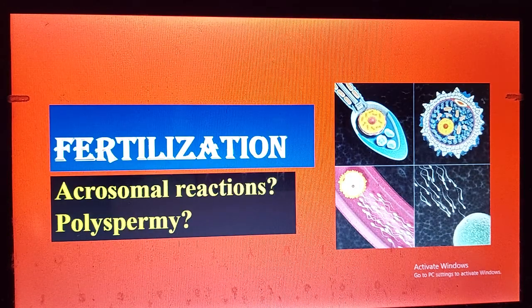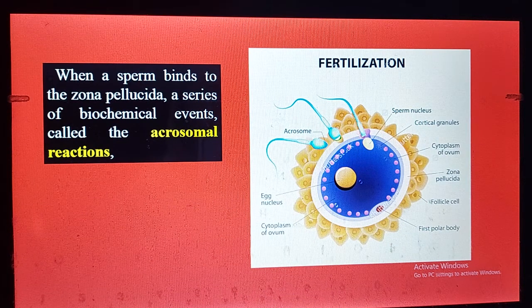Okay. Now, fertilization is actually the mechanism which involves the fusion of the sperm with the egg. Now what is the acrosomal reaction and polyspermy? Acrosomal reactions are actually when a sperm binds to the zona pellucida. Now what is zona pellucida?